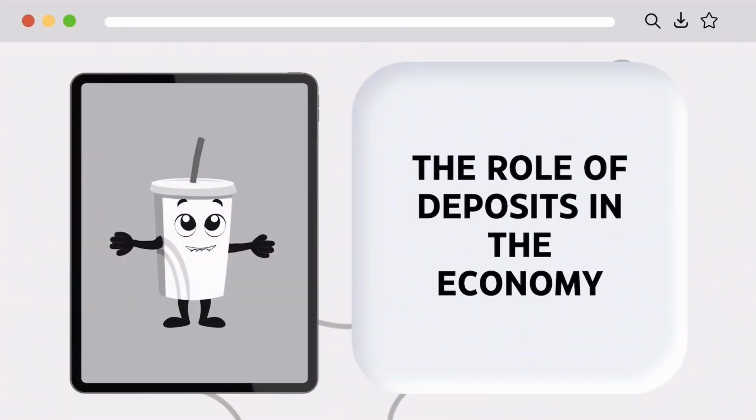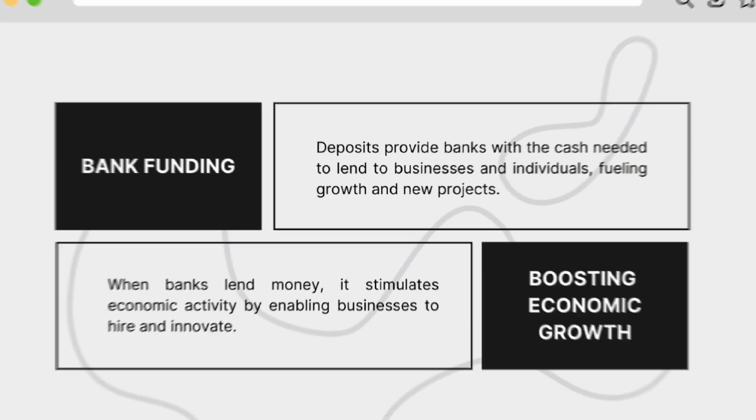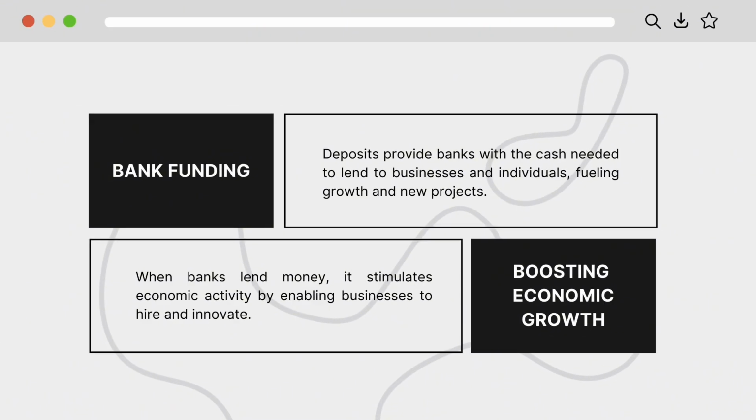So for the last part of our discussion, we will talk about the role of deposits in the economy. First is the bank funding. Deposits provide banks with the cash needed to lend to businesses and individuals, fueling growth in new projects. Next, we have boosting economic growth. When banks lend money, it stimulates economic activity by enabling businesses to hire and innovate new things.